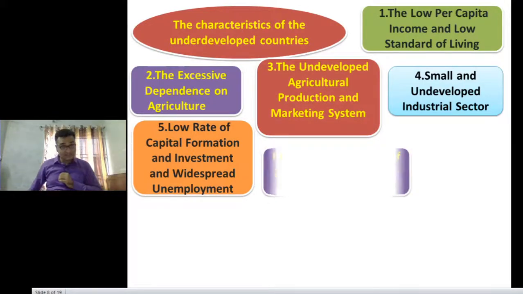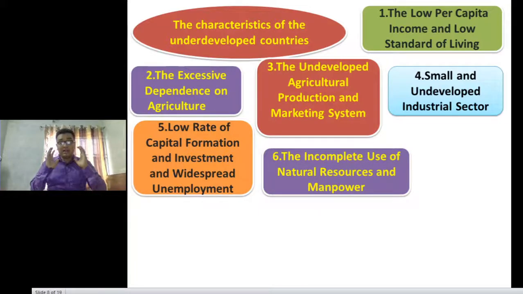The next characteristic is the incomplete use of natural resources and manpower. Students, in this type of countries we can see they are not able to use their natural resources properly. At the same time, the people are not highly skilled. Okay, so these are the characteristics of the underdeveloped countries.